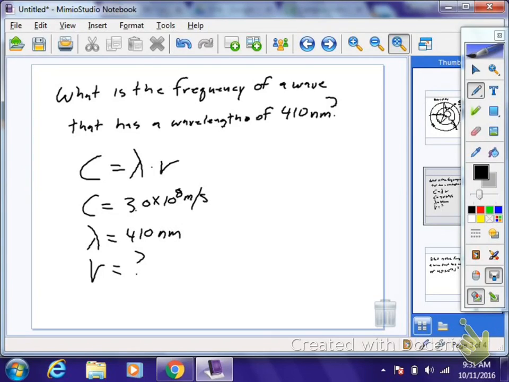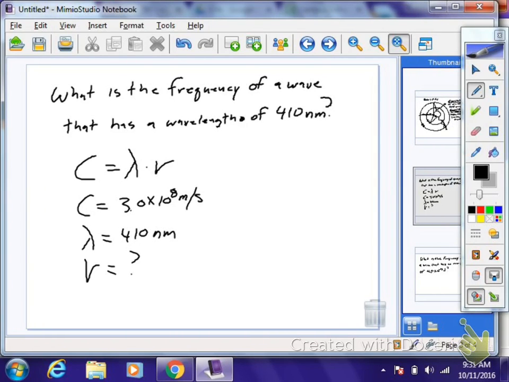So, before we plug in, give me some ideas what you would do when you go through and set this up. Yep, got to get nu by itself. So nu equals what? C divided by wavelength, right? Does everybody see how we got that? We divide both sides by wavelength, we solve. Okay. What's the next thing we need to do?